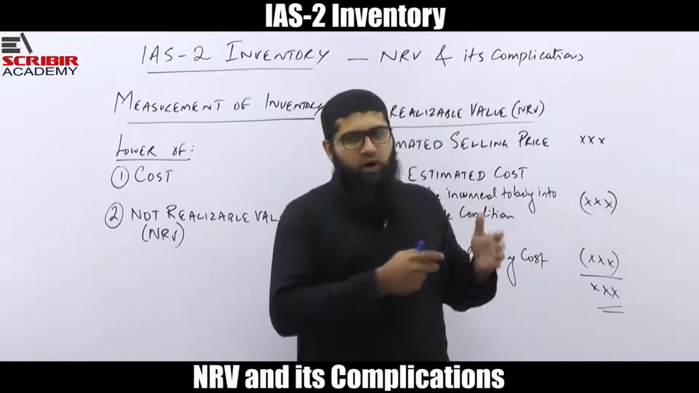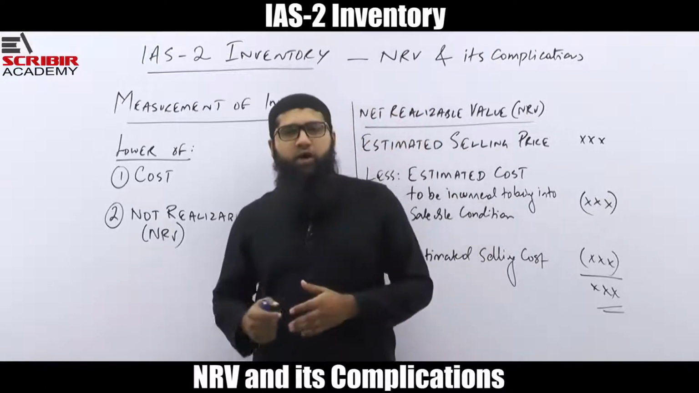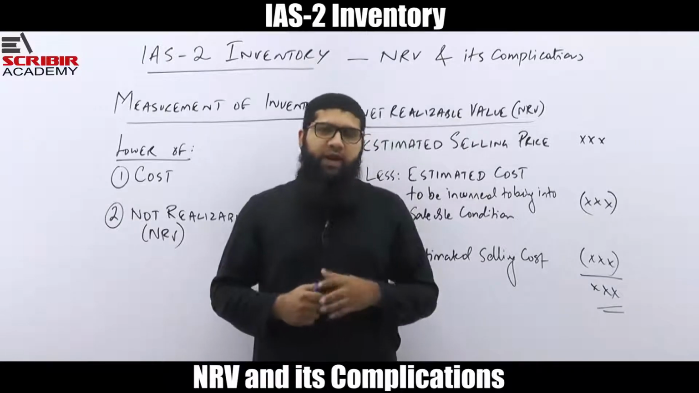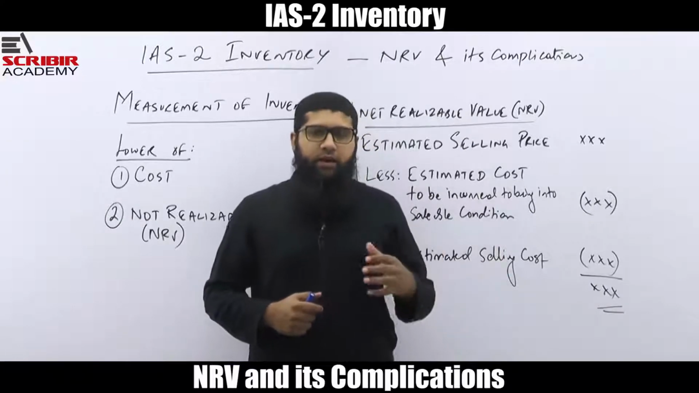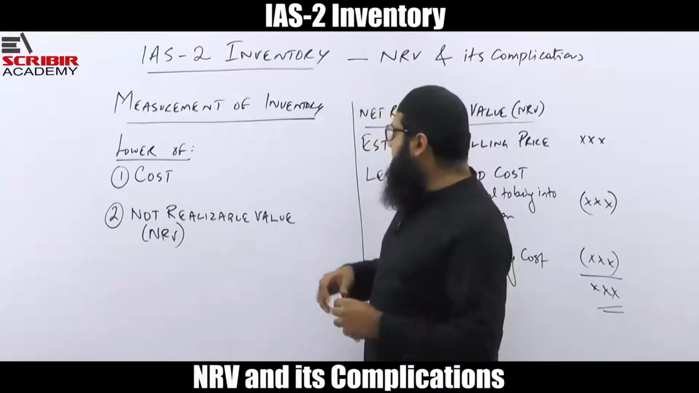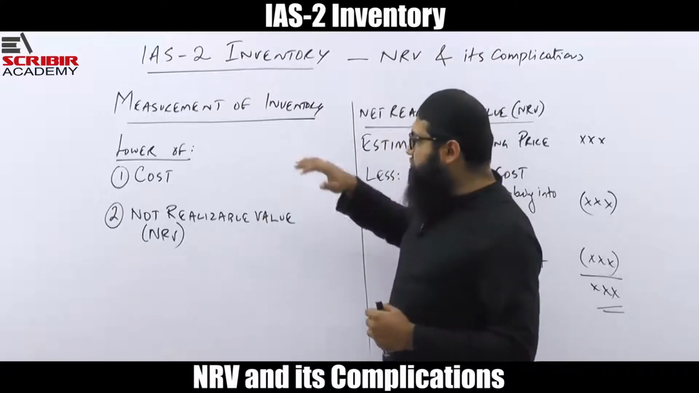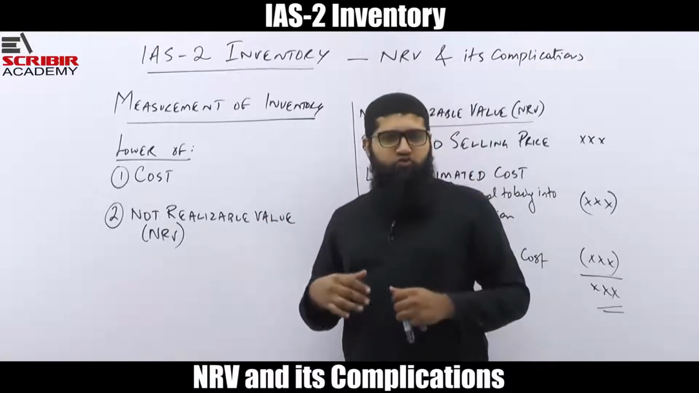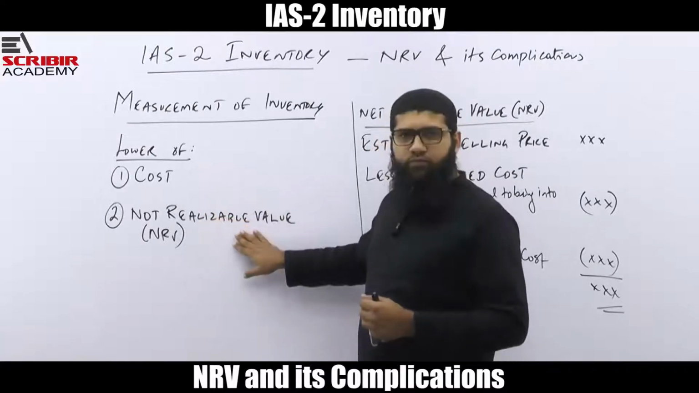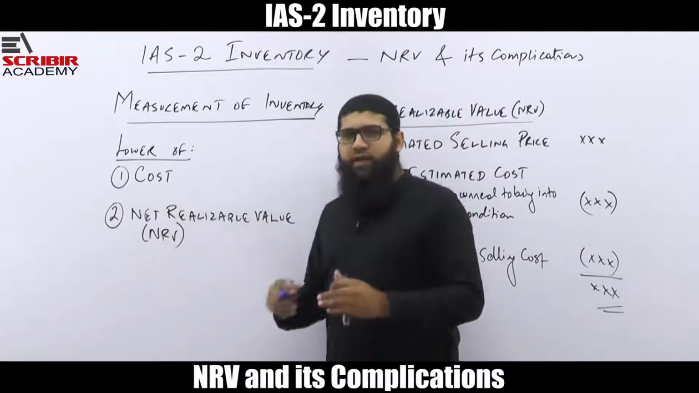Before I move forward to discuss the complication, I am going to have a quick recall of the topic of inventory valuation, and then I am going to talk about the problems that arise with respect to NRV. Firstly, when we talk about the measurement of inventory as per IAS 2, IAS 2 tells us that inventory has to be recorded at the lower of its cost and the net realizable value. It's not the net realizable value, it's the net realizable value. That's what you have to do.